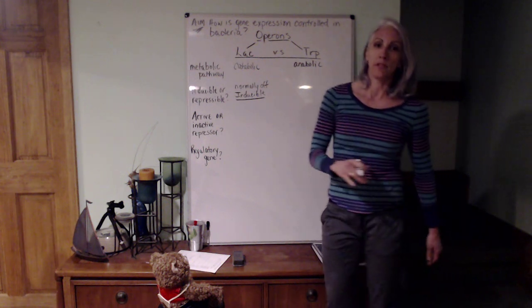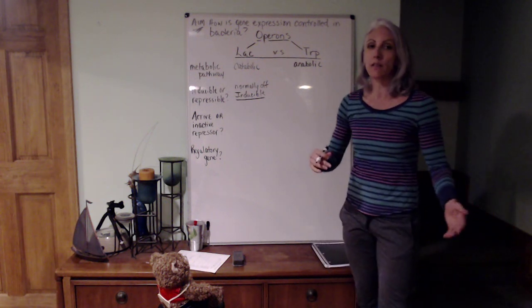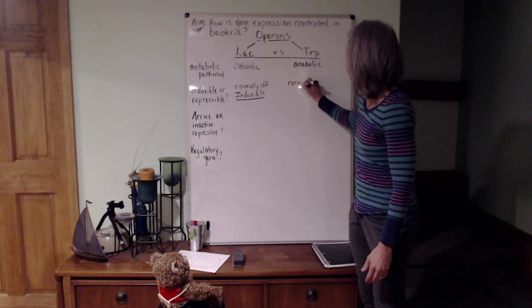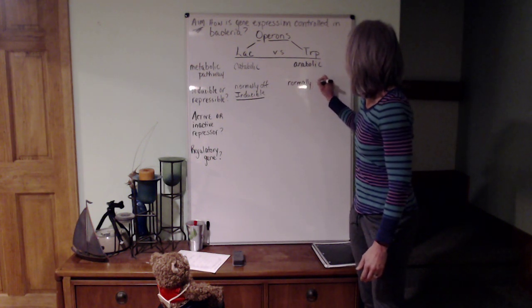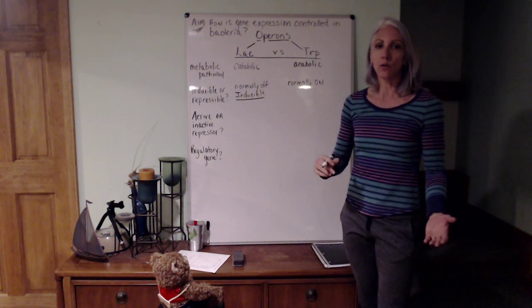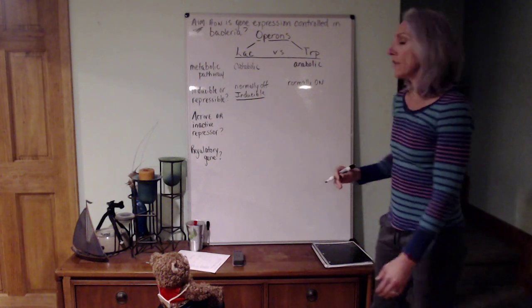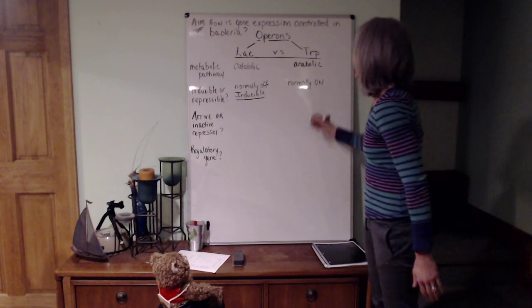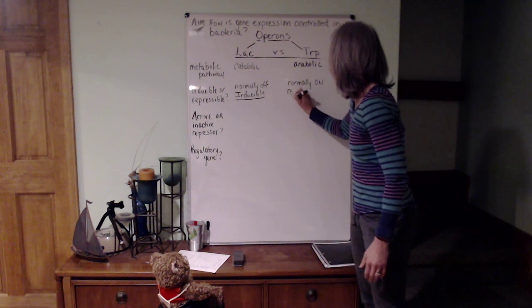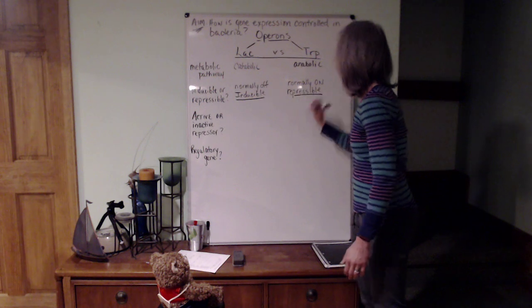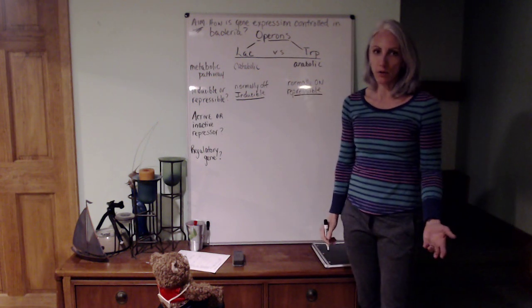Trip is the opposite of that. Okay, so trip stands for tryptophan, the amino acid. So this is normally on. The bacterial cell is creating its own tryptophan. When there's enough tryptophan in the environment, though, it will be repressed. Okay, so this is called a repressible operon. That's the difference between the two.